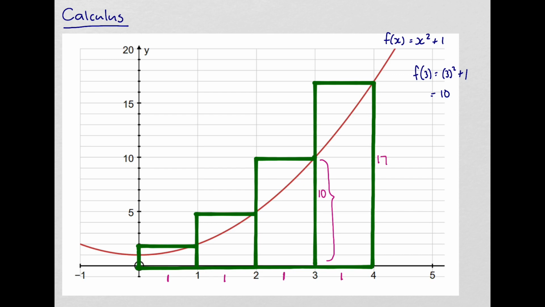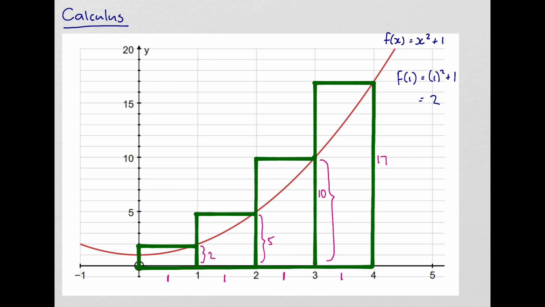Then we can look at the next rectangle. When x is 2, then f of 2 is equal to 2 squared plus 1, which is 5. So the height of this portion is 5. And then lastly, when the x value is 1, f of 1 is equal to 1 squared plus 1, which is 2. So the height of the last rectangle is 2 units.